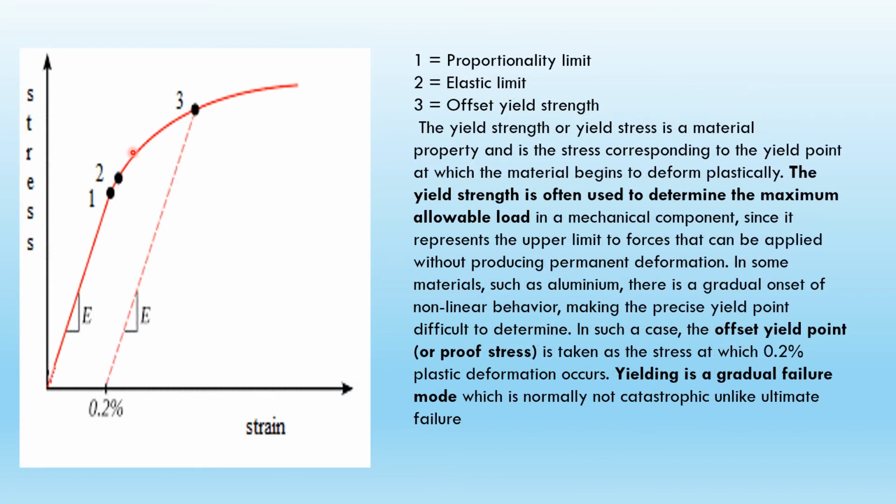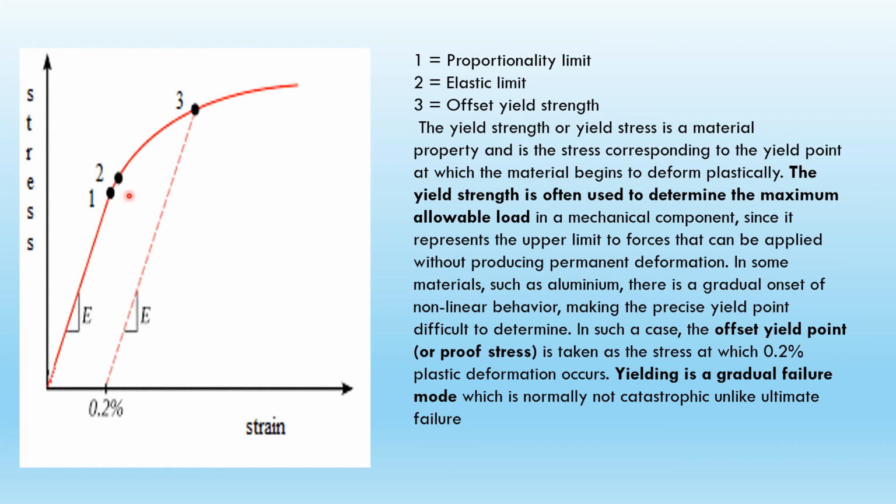Now sometimes we get a stress strain curve like this, where this point 1 is the limit of proportionality, this is the elastic limit, and this is an offset yield strength or a proof stress. The yield strength or yield stress is a material property and is the stress corresponding to the yield point at which the material begins to deform plastically, and the yield strength is often used to determine the maximum allowable load. So we want this point here.